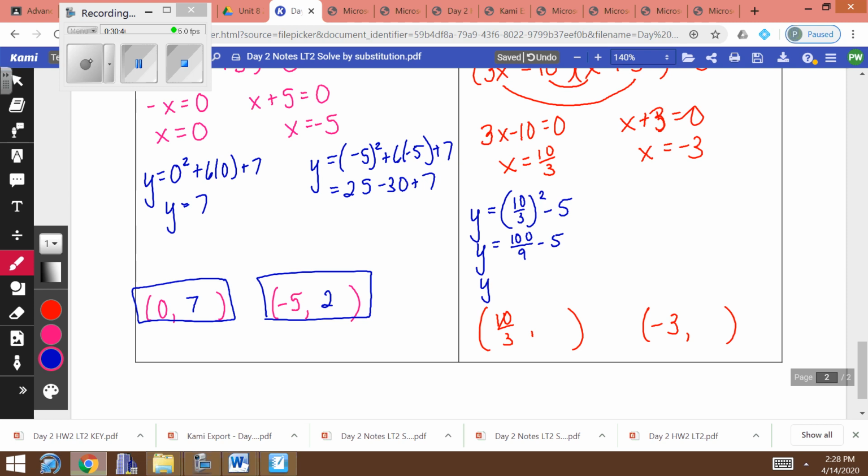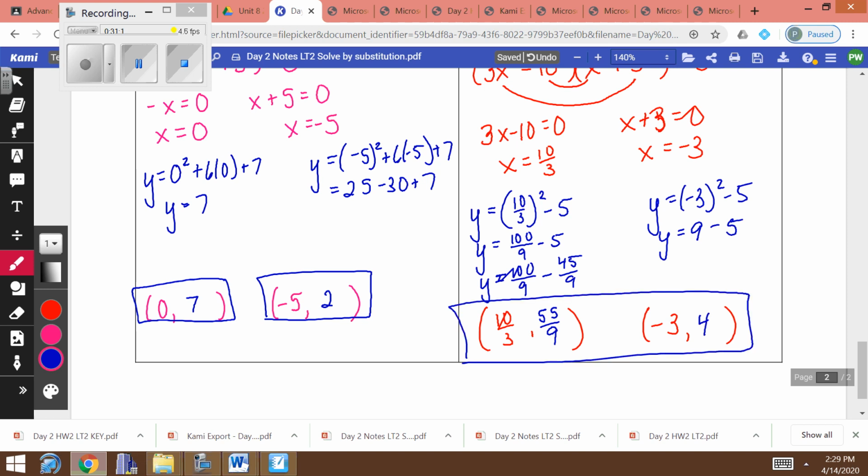So here we need a common denominator. Sorry, it's kind of blending together here. That gives us 45 over 9. We get 55 ninths. It's okay to have messy answers. And then here, negative 3 squared minus 5. This one's a lot easier. We get 9 minus 5, or 4. So a good review of some of our quadratics from our last unit as well.